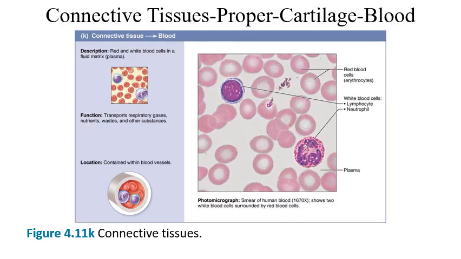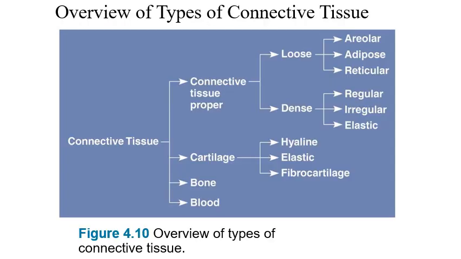Okay, we talked about blood before and functions of blood. So here is just an organization of types of connective tissue and how to subcategorize them. So we looked at connective tissue proper. So you have loose and dense. When you look at loose, you're going to have three types. Remember, areolar, adipose, and reticular.